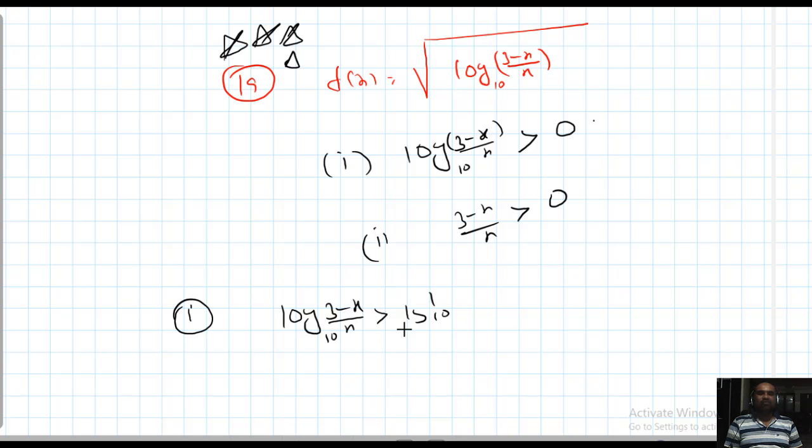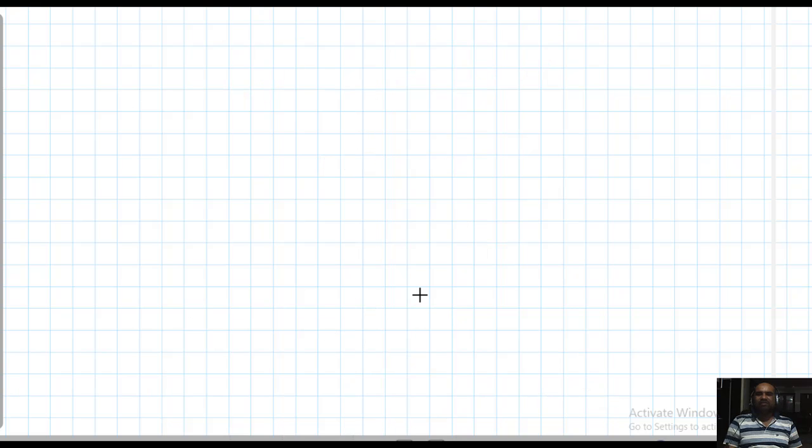Base is greater than 1, so the inequality won't alter. Directly I can say that (3 minus x) by x greater than 1, or (3 minus x) by x minus 1 greater than 0, or (3 minus 2x) by x greater than 0. To use the sign scheme, you don't want a negative symbol in front of variables. That's why multiplying by minus on the other side: (2x minus 3) by x should be less than 0.